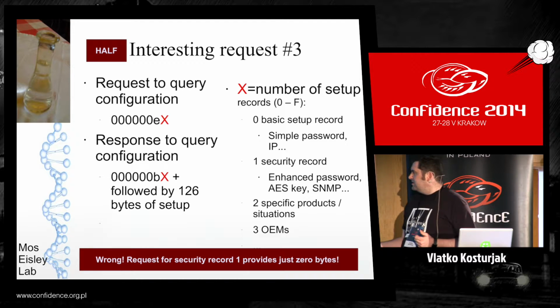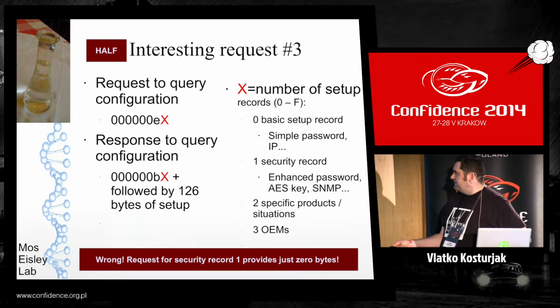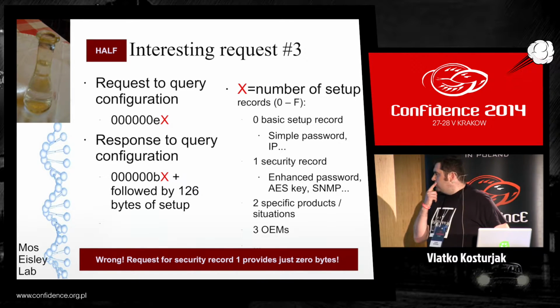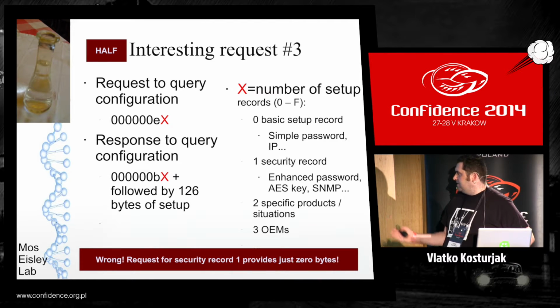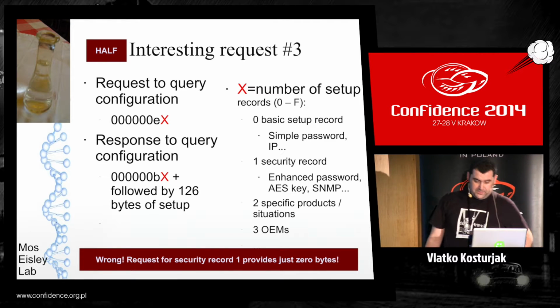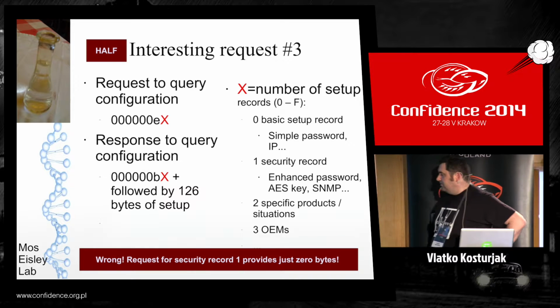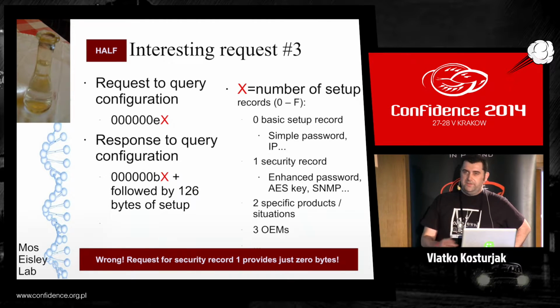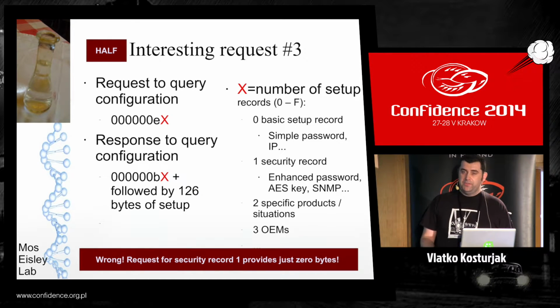But the other thing is they have a security record. And here they store enhanced password, AES keys, SNMP, and so on. So this was kind of interesting. Okay, I'll just ask for that security record and that's it, right? Well, actually wrong. If I just send a request for the security record, it will just provide 0 bytes, nothing. So it's quite useful to dump the whole configuration, except the security configuration.